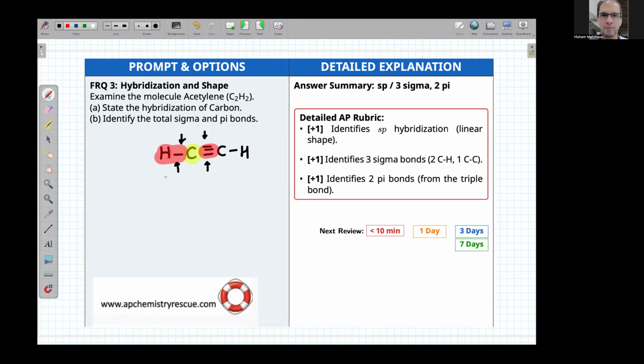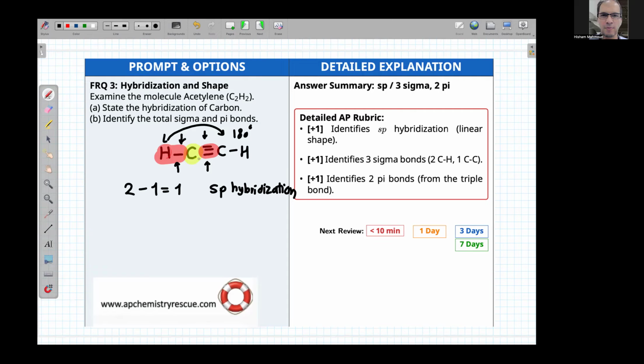Each carbon has two electron domains total, one from the C-H bond and one from the C triple bond. Two electron domains means 2 minus 1 equals 1, so sp hybridization. The geometry is a linear shape with a 180 degree bond angle. That's it. sp hybridization gives us the point.